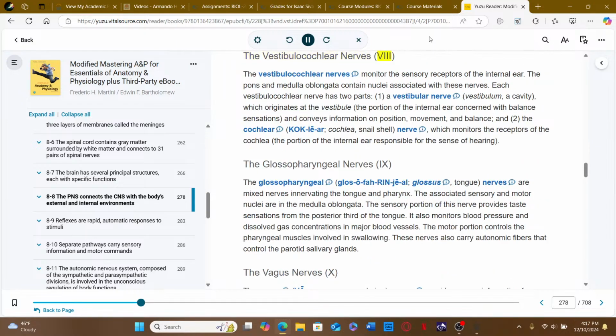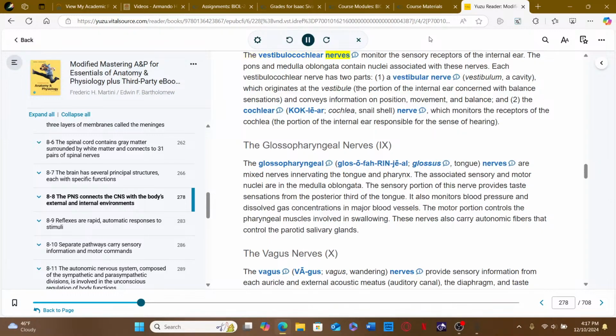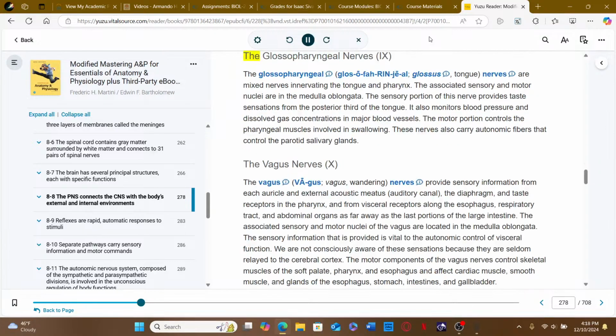The vestibulocochlear nerves, 8. The vestibulocochlear nerves monitor the sensory receptors of the internal ear. The pons and medulla oblongata contain nuclei associated with these nerves. Each vestibulocochlear nerve has two parts. 1. A vestibular nerve, from vestibulum, a cavity, which originates at the vestibule, the portion of the internal ear concerned with balance sensations, and conveys information on position, movement, and balance. And 2. The cochlear nerve, from cochlea, snail shell, which monitors the receptors of the cochlea, the portion of the internal ear responsible for the sense of hearing.